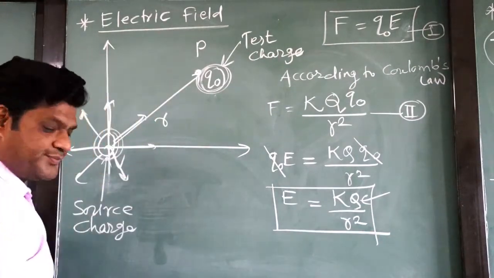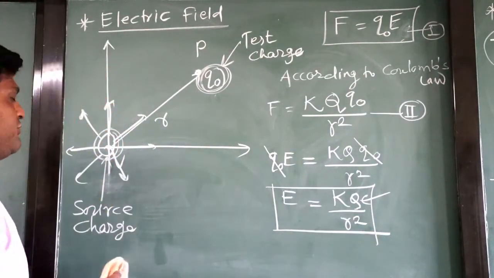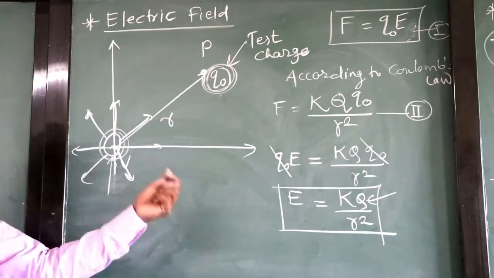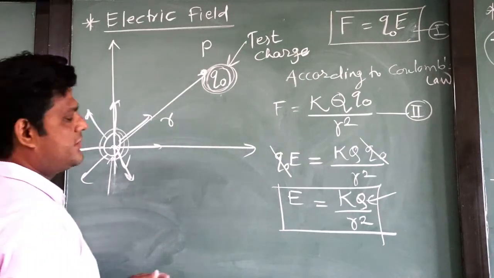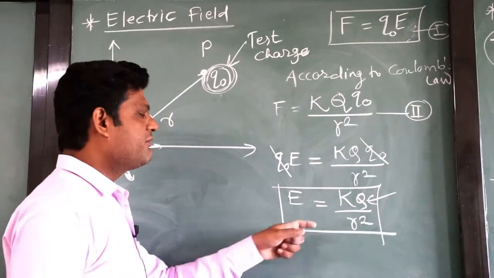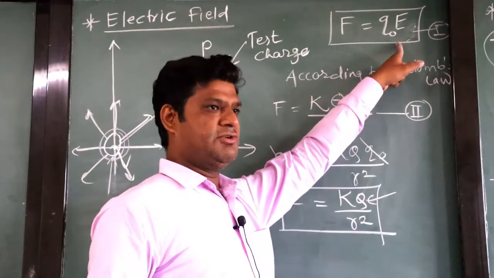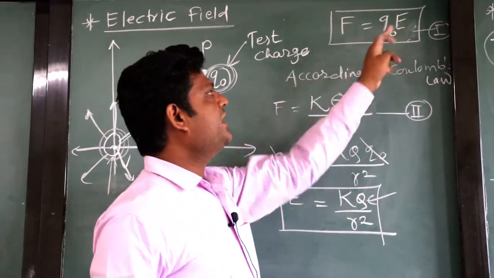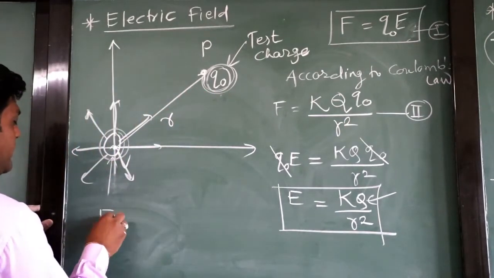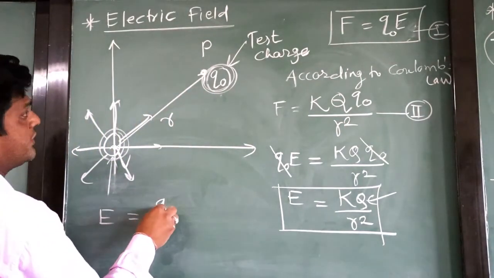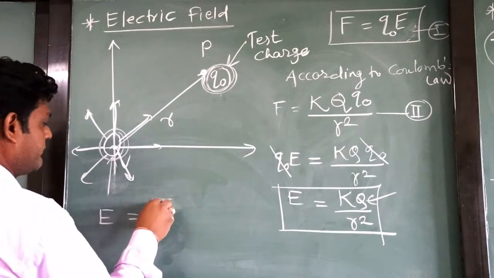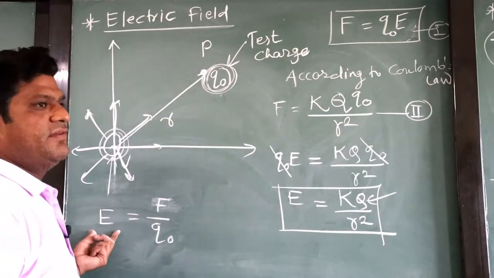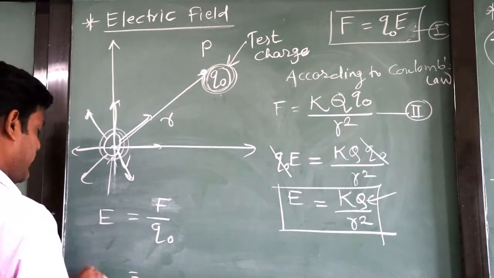Now we will see the SI unit of electric field and the dimensional formula for electric field. So the SI unit of electric field we can calculate from this equation also and from this equation also, right? So SI unit of electric field E, what can we write? For E equal to we can write F divided by Q0. This is also a definition for electric field.